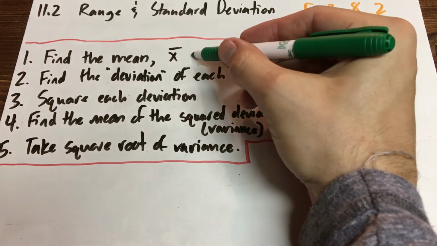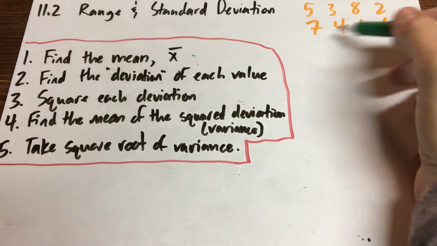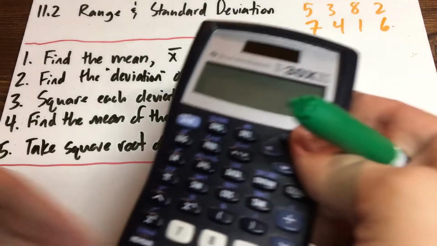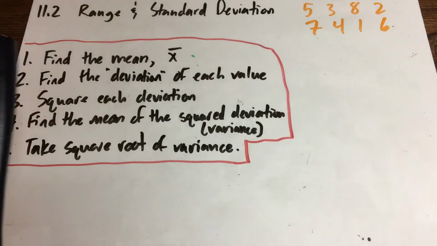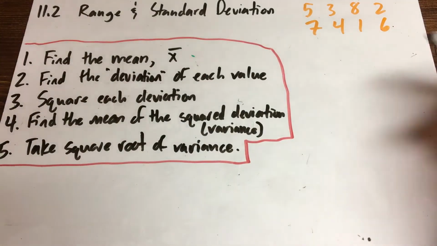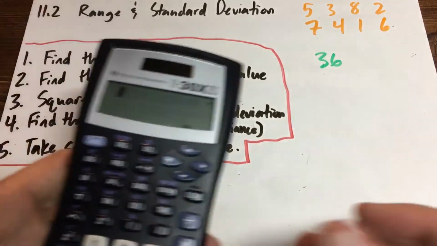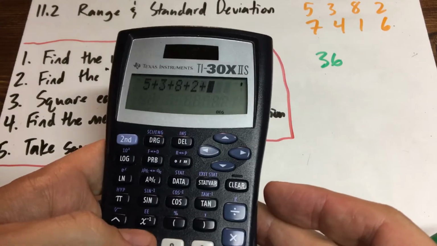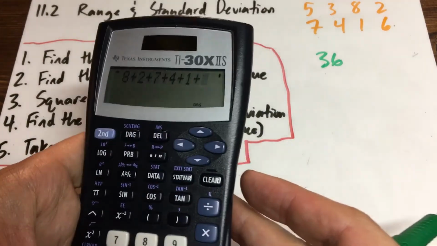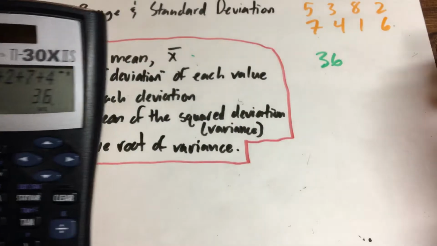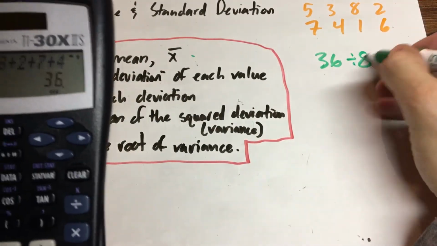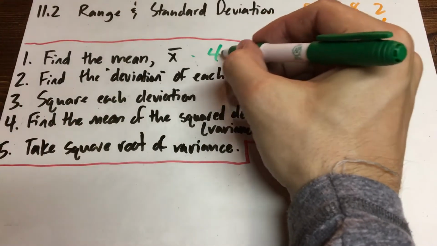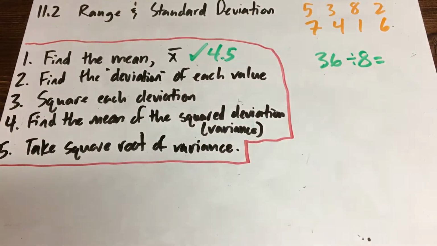So step 1, find the mean. Okay, I know how to do mean. I add them all up, divide by how many numbers I have. So you've got your calculator, or if you want to challenge yourself, do them in your head. Like I can say 18, 28. I think I add these up, I get 36. But just to double check, 5 plus 3 plus 8 plus 2 plus 7 plus 4 plus 1 plus 6. Perfect. Yeah, 36 divided by how many numbers I have. I have 8 numbers. 36 divided by 8 equals 4.5. So I found my mean, 4.5, check mark, I did that.